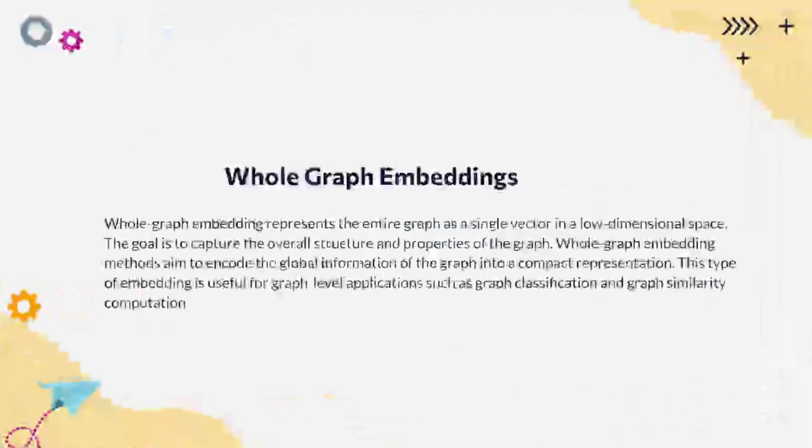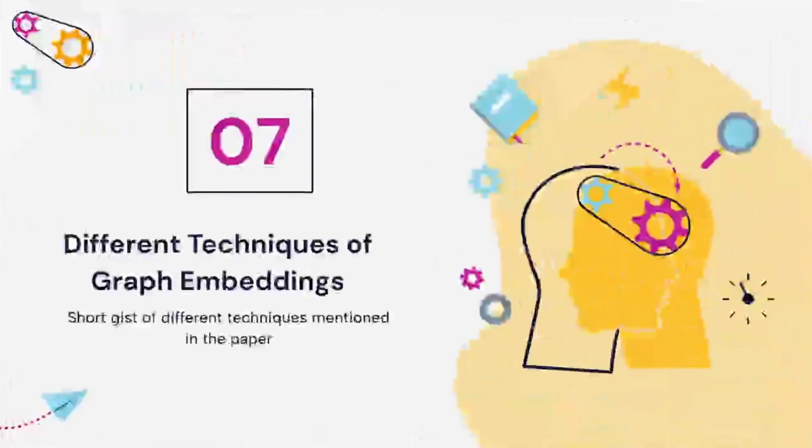Whole graph embedding. Whole graph embedding represents the entire graph as a single vector in low dimensional space. The goal is to capture the overall structure and properties of the graph. Whole graph embedding methods aim to encode the global information of the graph into a compact representation.